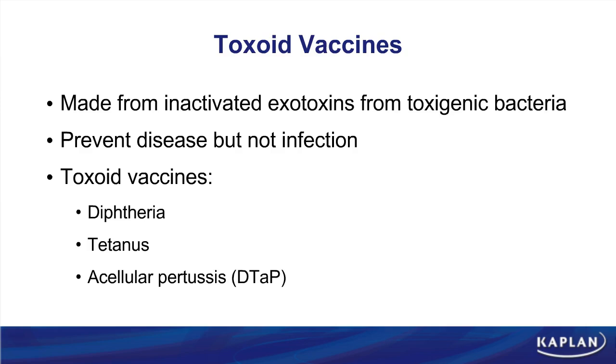Because these vaccines are aimed against the toxin, so these are inactivated toxins, it's not going to prevent you from getting colonized with Corynebacterium diphtheriae, but what it will do is prevent you from getting the disease because you have antibodies against the toxin, and these diseases are mediated predominantly by the toxin. So when the bacteria begin to secrete the toxin, your antibodies will bind the toxin and prevent the toxin from binding to the host receptor. So again, unique situation where we're preventing the disease itself, but not the infection.